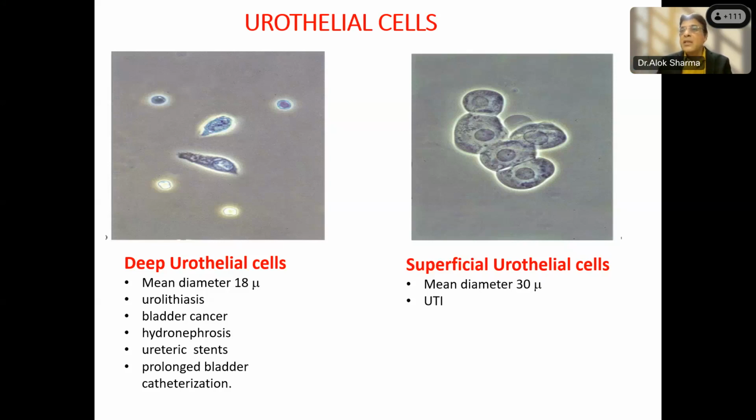Whereas the cells from the deeper layers of the urothelium are much smaller, 15 to 18 microns in diameter. You can find increased numbers of these cells in renal stone disease, hydronephrosis, and patients who have stents or prolonged catheterization. So it is a good idea to differentiate between superficial and deep urothelial cells depending on their size, shape and morphology.